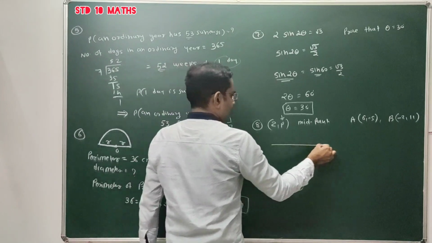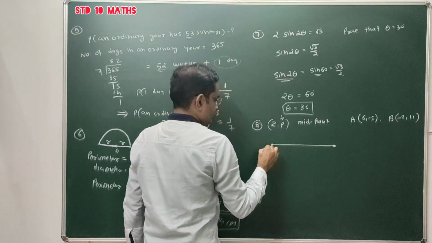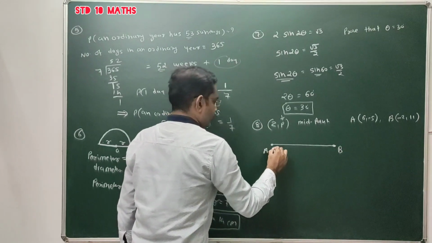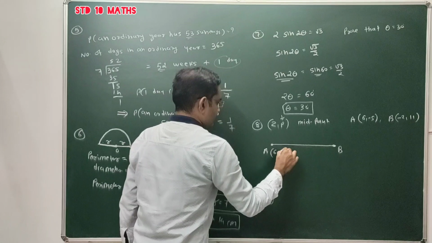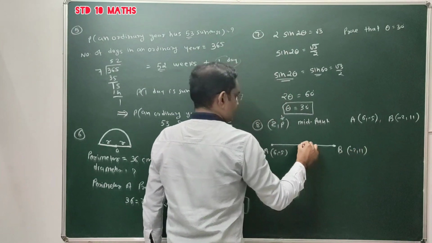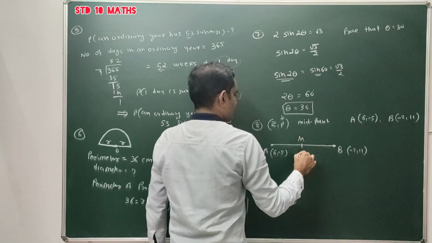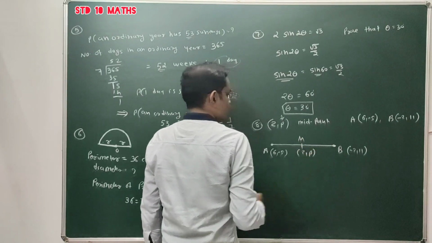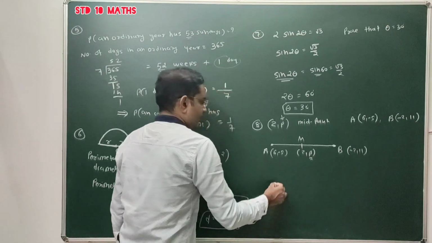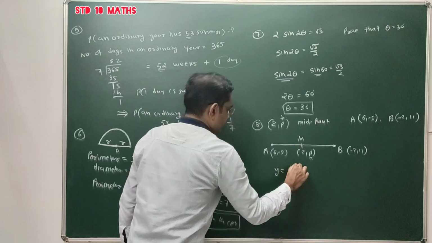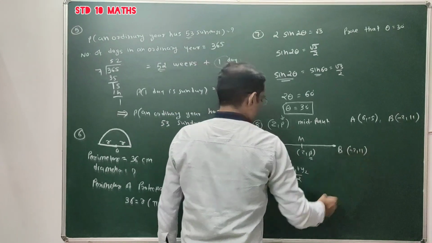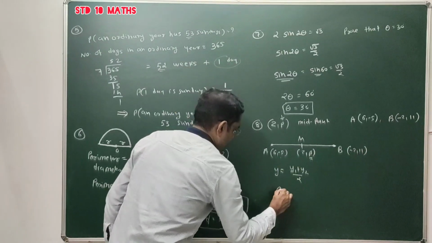So consider this is line segment AB. Coordinates of this point A are (6, -5), B is (-2, 11), and this point, suppose this is M, (2, p), this is the midpoint. So now we can compare this y coordinate as y1 plus y2 by 2. This is x1 y1, this is x2 y2. So y is our p.